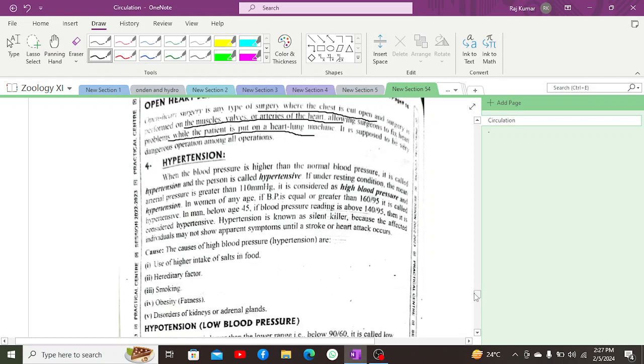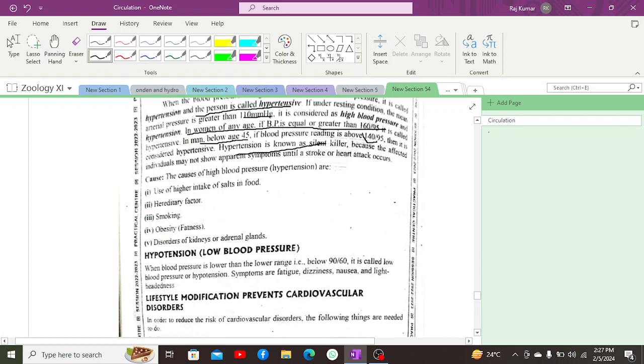And when it comes to hypertension, when the blood pressure is higher than the normal blood pressure, it is known as hypertension, and the person is called hypertensive. If under resting condition the mean arterial pressure is greater than 110 millimeter mercury, it is considered as high blood pressure and hypertension. In women of any age, if blood pressure is equal or greater than 160 by 95, it is called hypertensive. In man below age 45, if the blood pressure reading is above 140 by 95, it is known as a hypertensive condition. So hypertension is known as a silent killer because it affects the individual and may not show any sort of apparent symptoms until a stroke or heart attack occurs.